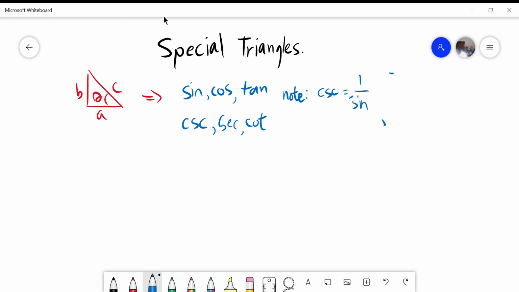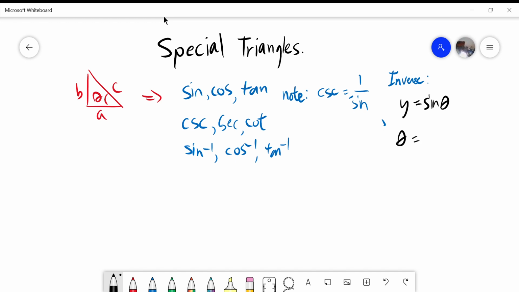And we also learned about the inverse functions, which are sine to the -1, cosine to the -1, and tangent to the -1. And what this means, contrary to popular belief, is that when y equals sine theta, theta is equal to the inverse sine of y. This is what this notation means. Never mess these two up.